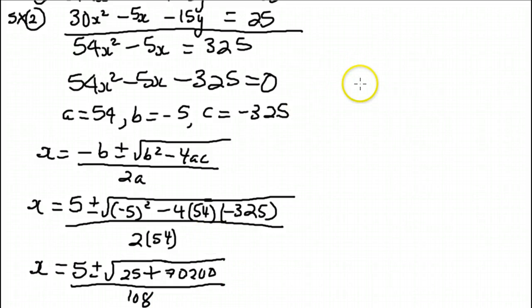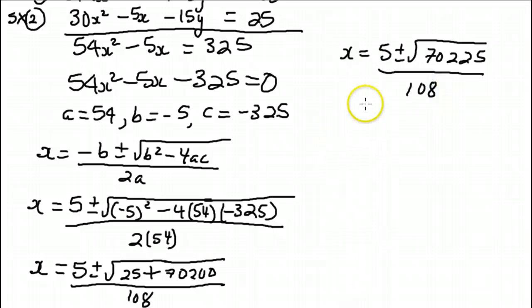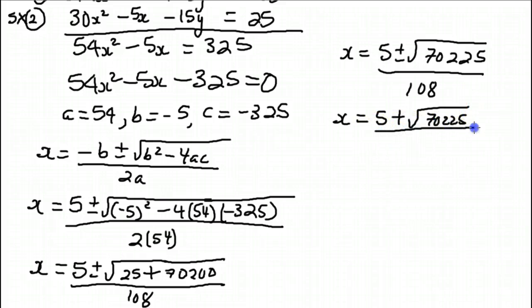Okay, let's just pop over here. So x will be equal to 5 plus or minus the square root of 70225 over 108. Let's get the two values for that. So we'll do 5 plus the square root of 70225, divide that by 108. Make sure this line extends underneath everything.